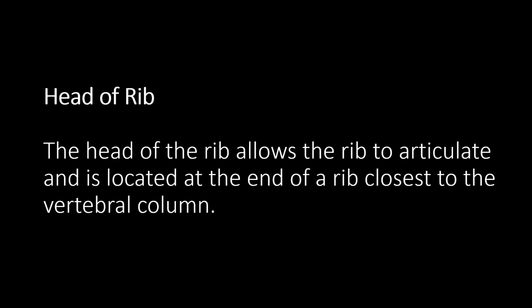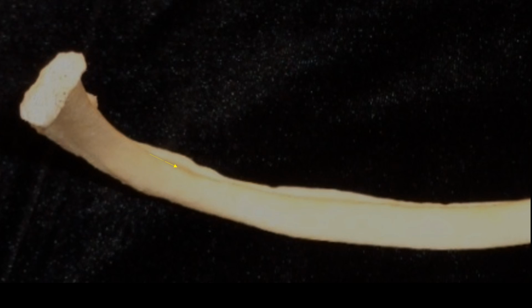Head of rib. The head of the rib allows the rib to articulate, and is located at the end of the rib, closest to the vertebral column. Name this anatomical area.